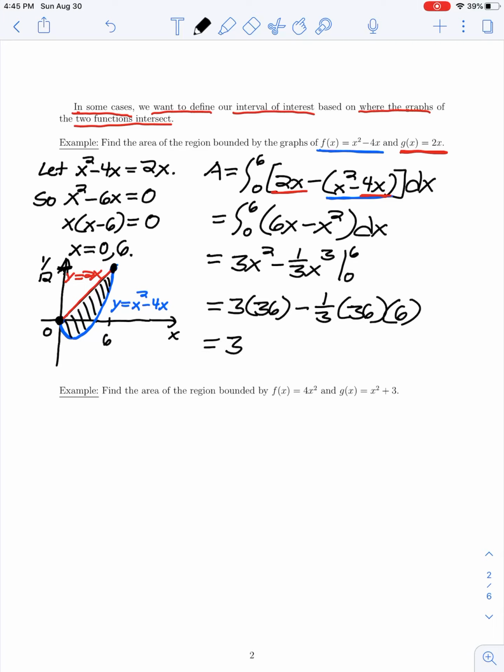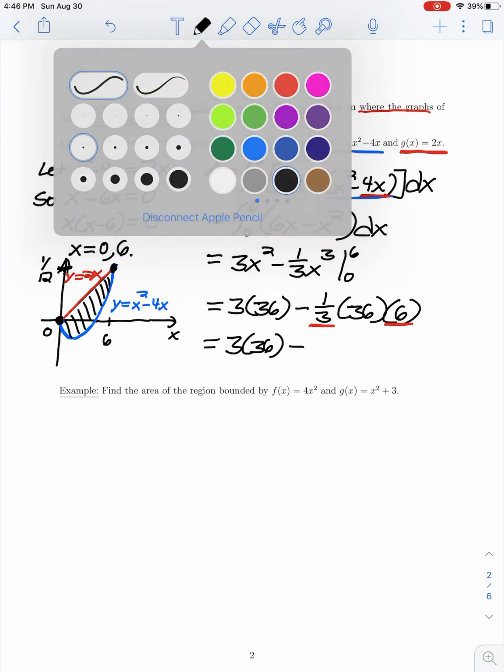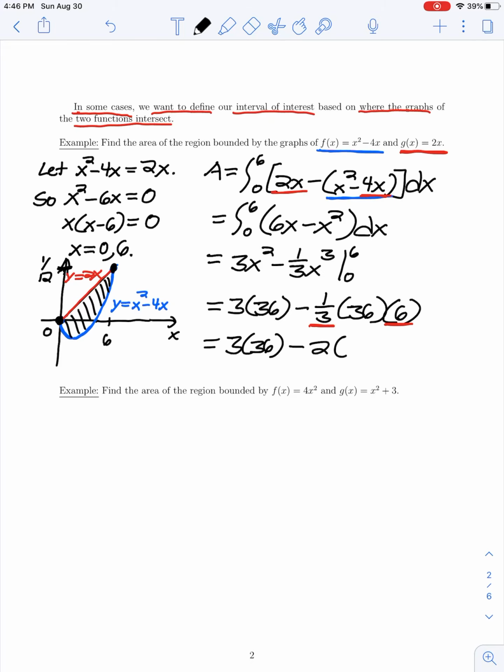Well, our first factor was 3 times 36, and then I'm subtracting. Well, when I have my 1/3 times 6, that gives me 2, and then I'm multiplying by 36. So I've got 2 times 36. And we can see pretty quickly here what we're left with. Well, 3 times 36 minus 2 times 36 is 1 times 36. So the area of that shaded region is 36 square units.